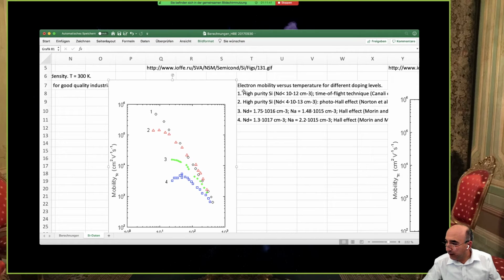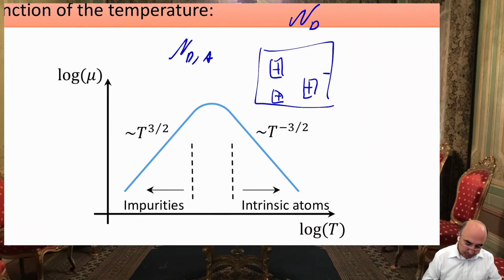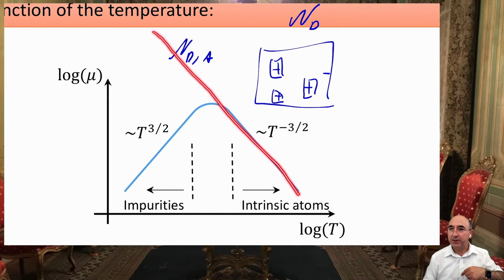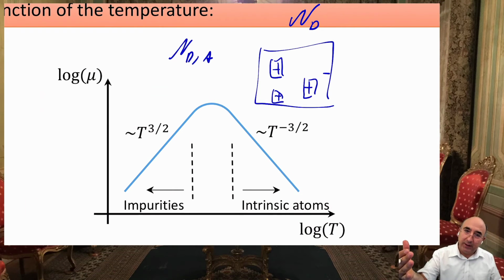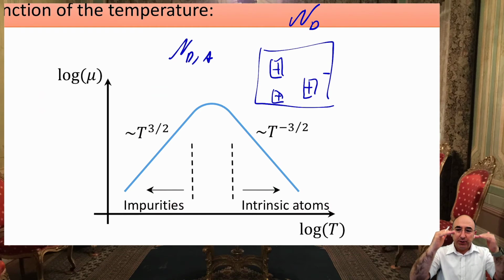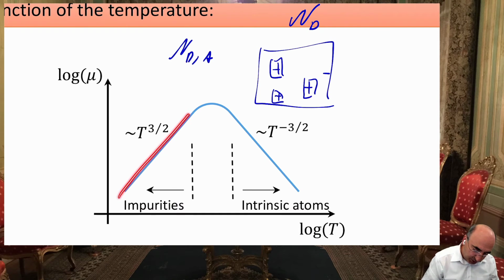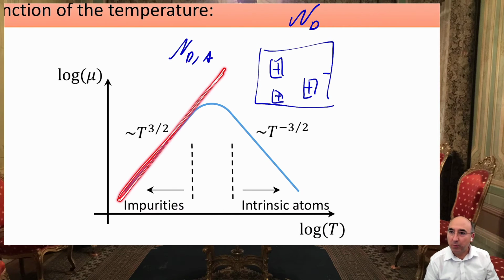So the black one, 1, has almost no doping. It is, like I have said here, the mobility just decreases as a function of the temperature. And if you increase the doping level, you increase the number of impurities, so you reduce the mobility. And by the reduction, you introduce this slope.